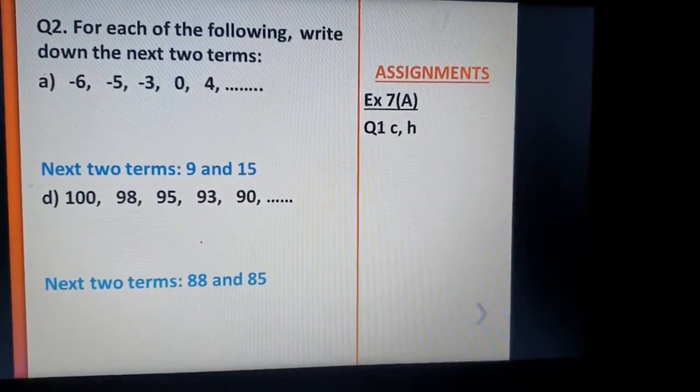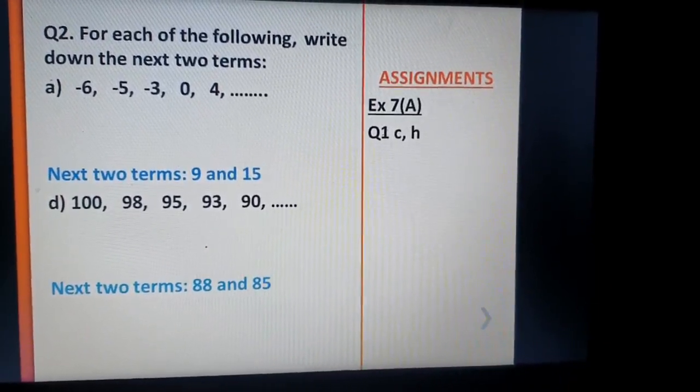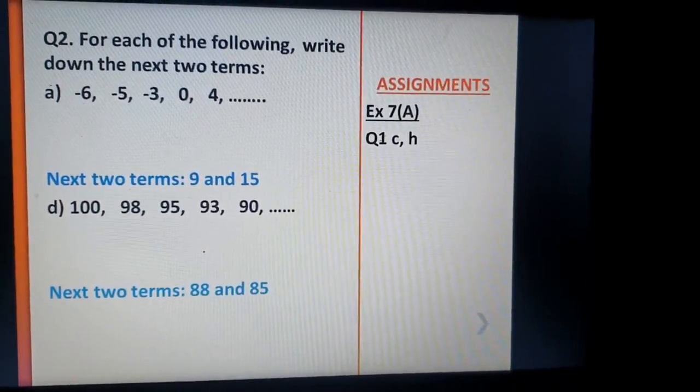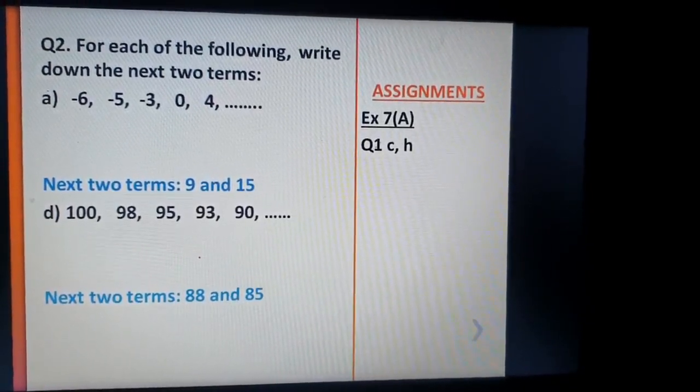So we will continue with the next session and the next video, and the next session will be the general term of a number sequence. Okay, so hope you understood this session. Thank you so much.